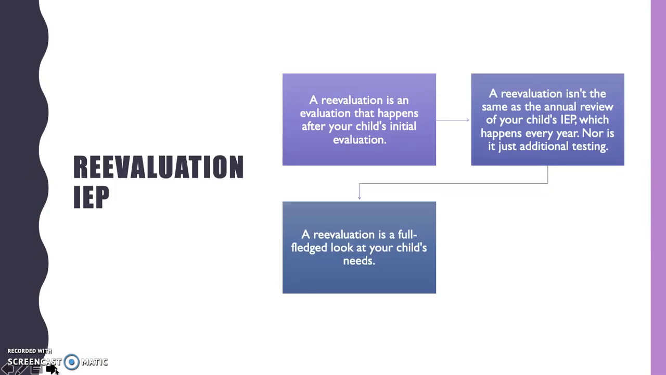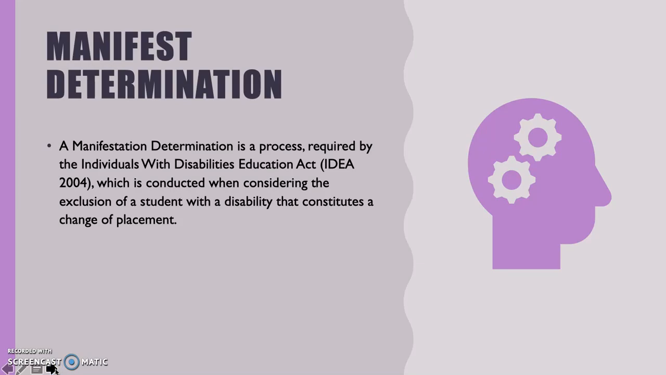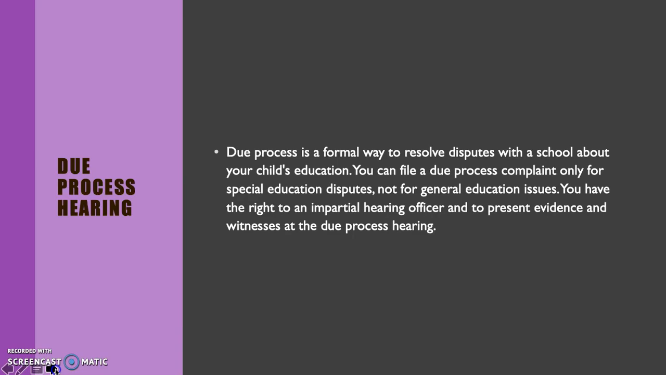Reevaluation IEP. A reevaluation is an evaluation that happens after your child's initial evaluation. Reevaluation isn't the same as the annual review of your child's IEP, which happens every year, nor is it just additional testing. A reevaluation is a full-fledged look at your child's needs. Manifestation determination is a process required by the Individuals with Disabilities Education Act, which is conducted when considering expulsion of a student with a disability that constitutes a change in placement.